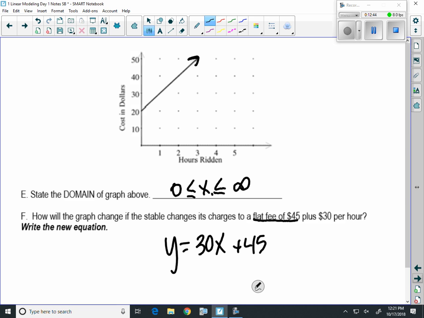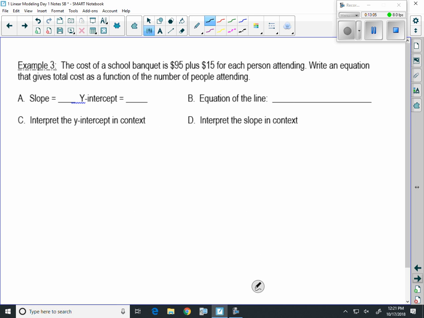So would this be a steeper line? It would be a steeper line. Right? They would start here at 30. Okay, and it would go, oh golly, 45. I don't even know if I could graph that. It would be a little bit off the graph, wouldn't it? It's going to be like straight up. All right, let's keep moving.